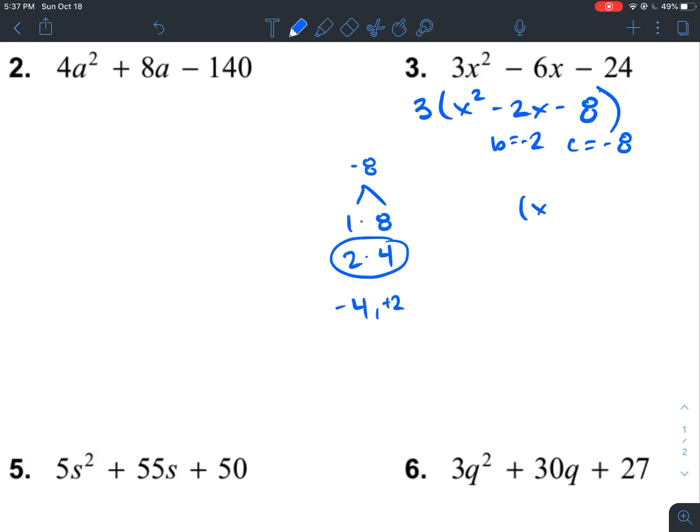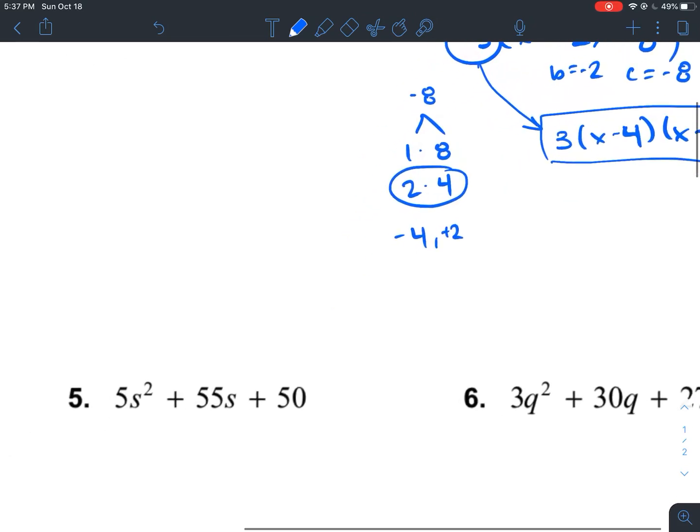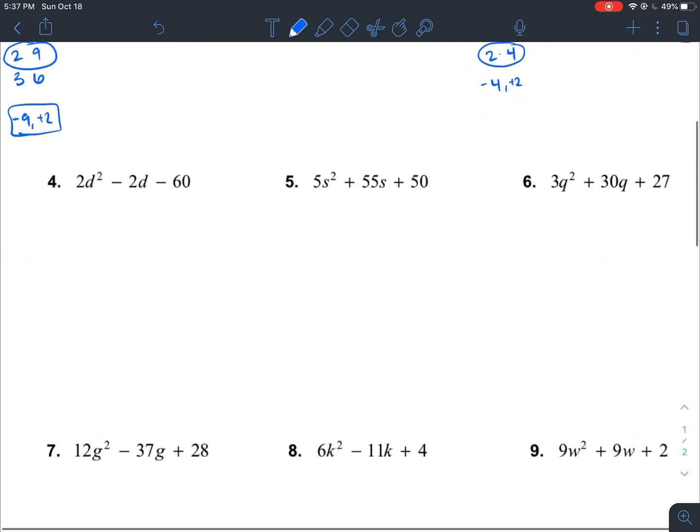So it would be x minus 4 and then x plus 2, but then don't forget that we have this 3 out here, times by 3. So there you go. That would be the answer right there. That's how you factor completely. Let's try and do one more.